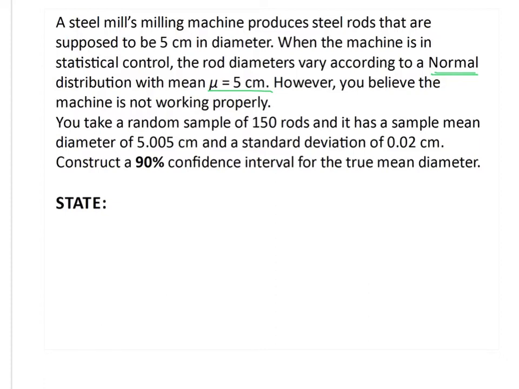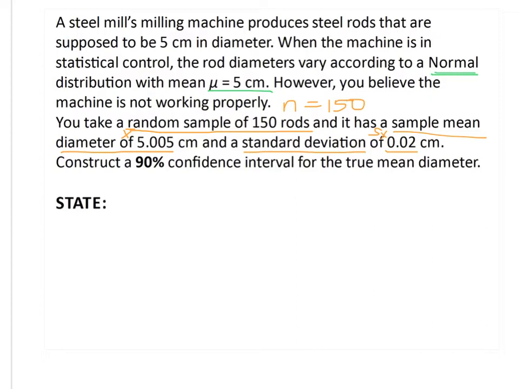So we take a random sample of 150 rods, so n equals 150, and it has a sample mean diameter of 5.005. So this is my x bar, my sample mean, and a standard deviation from the sample of 0.02. So this is my Sx. So we want to construct a 90% confidence interval for the true mean diameter.